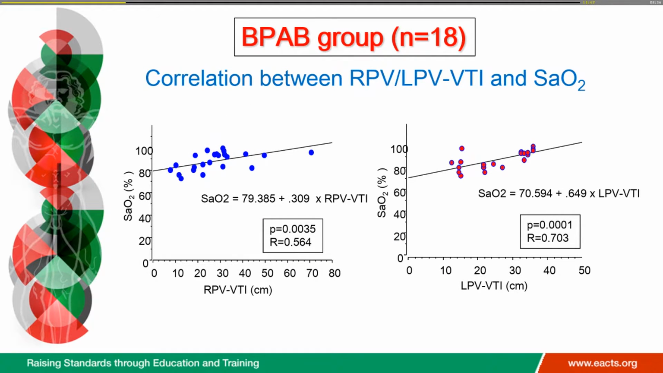In this figure, the horizontal axis shows the PBVTI, and the vertical axis indicates the SaO2 levels. There are significant correlations between the SaO2 level and both right and left PBVTI, and the R values are 0.56 and 0.70, respectively.